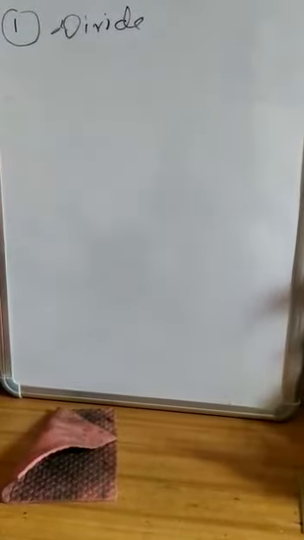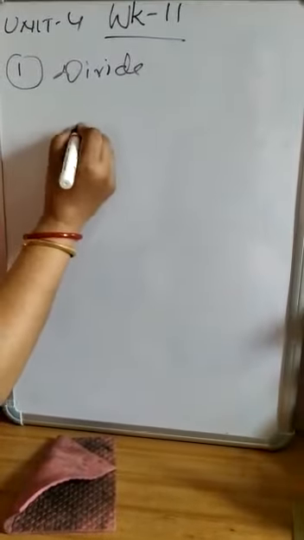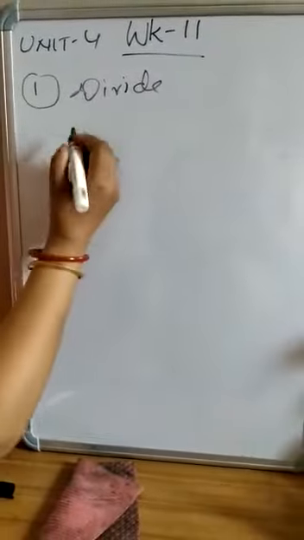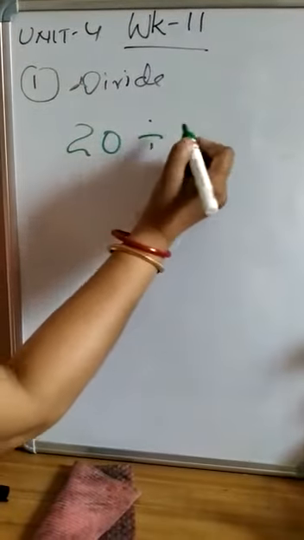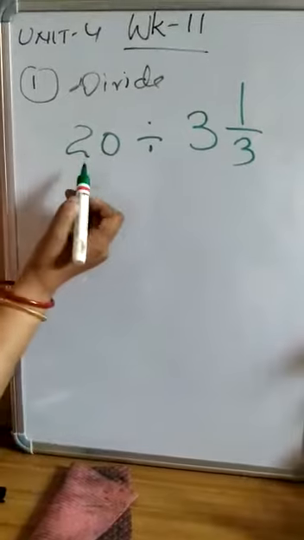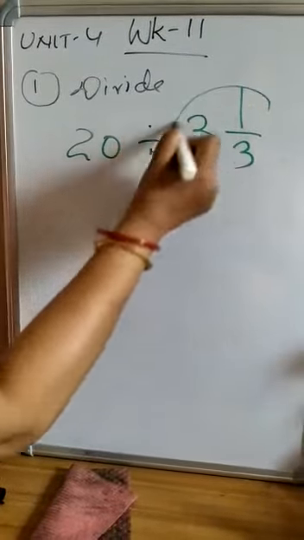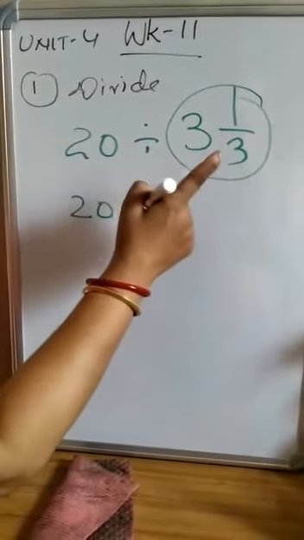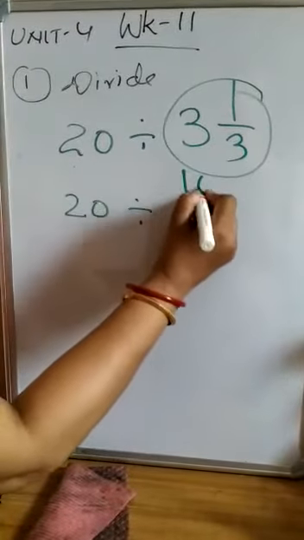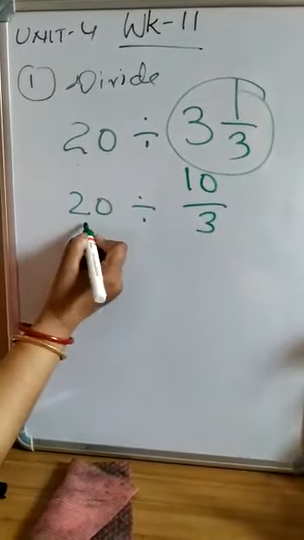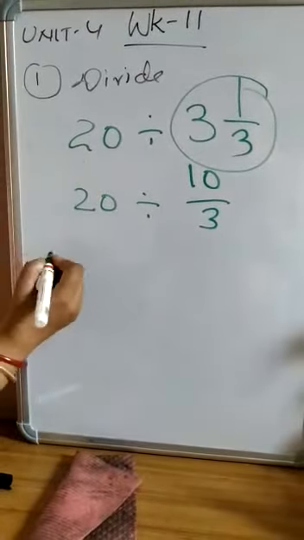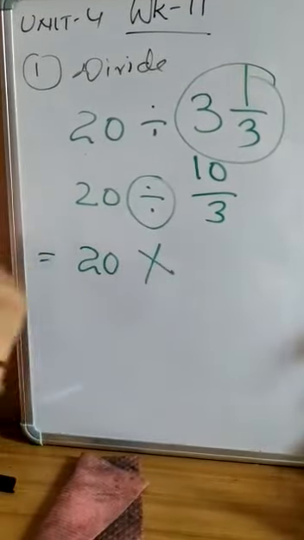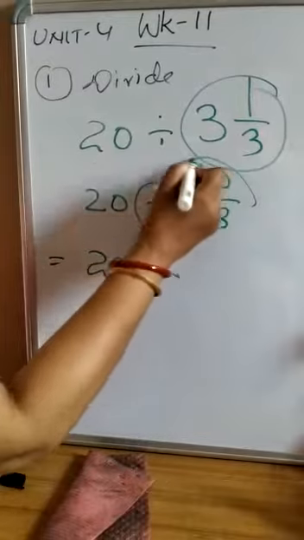Another example, that is 20 divided by 3 1 by 3. Here 20 is the dividend and 3 1 by 3, this mixed number, is the divisor. Now let us change this divisor mixed number into a fractional number. Okay, 3 3s are 9 plus 1 is 10, 10 by 3. So the dividend is 20 and 10 by 3 is the divisor. Now first step, what we will do? We will write down the dividend and then we will change this division sign with the multiplication sign. Second step, we will write down the reciprocal of this divisor.